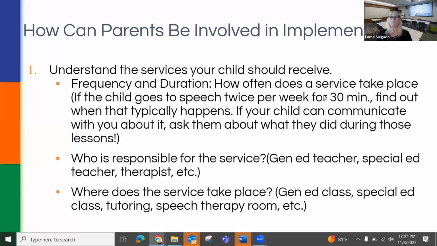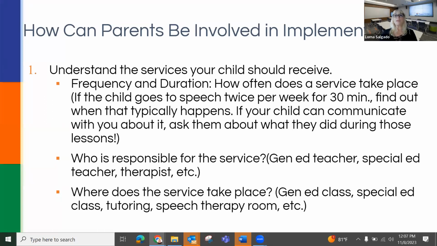So, how are we involved then? If we know we want to go to the meeting, we know we ask questions in the meeting, but how do I get involved with the rest of it? So, I've got several ideas for you on these few slides that we're going to briefly go over for you. The first one is understanding what services your child should receive.